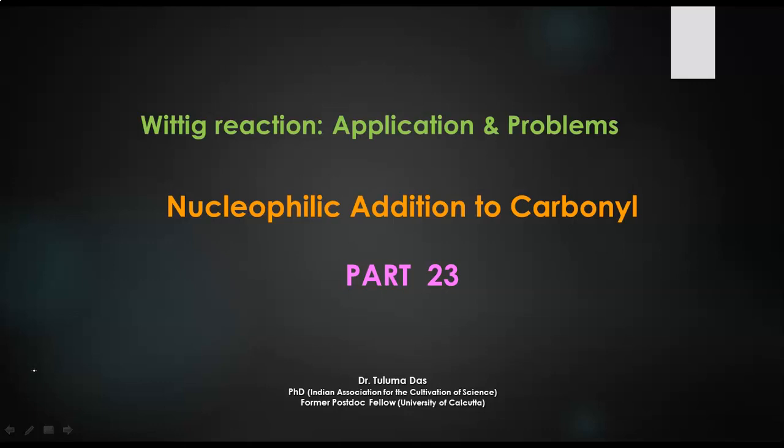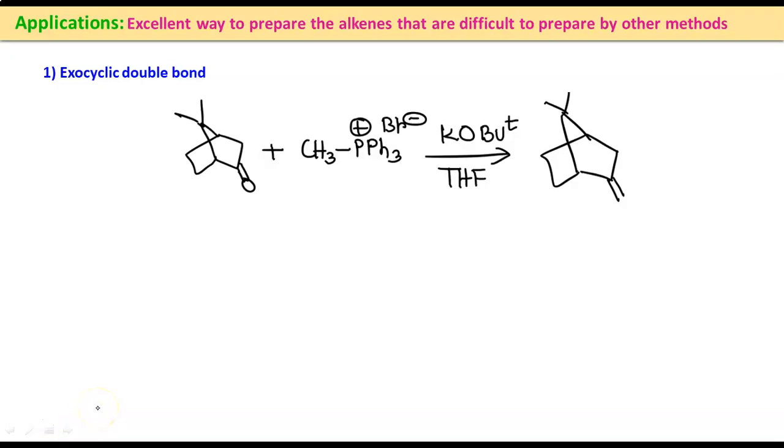Okay, so let's start. Now when we are talking about application, there are different applications we will see, and it is a very good method to prepare alkenes that are difficult to prepare when we consider the other methods. So that is why this reaction has very important application for the preparation of CC double bond.